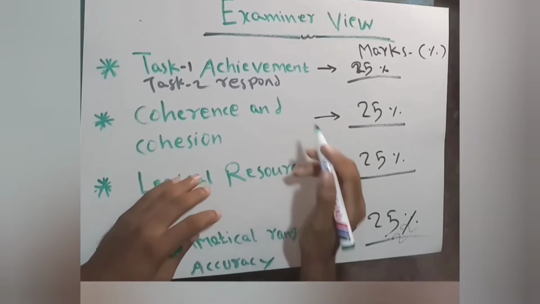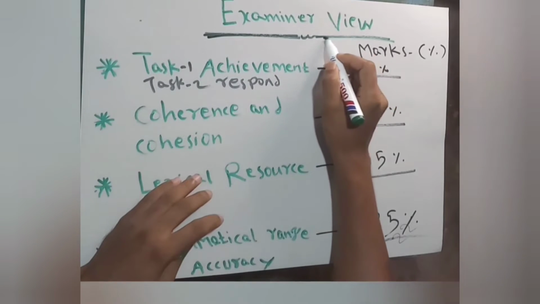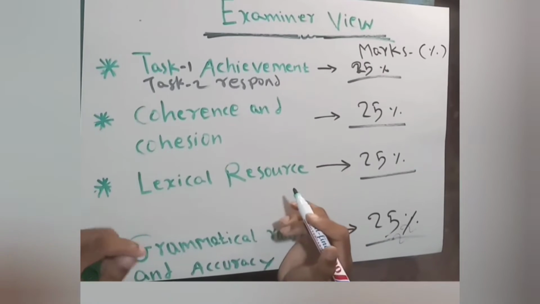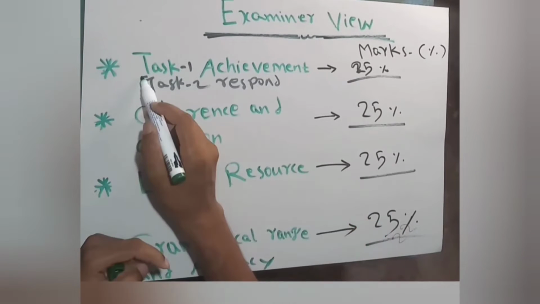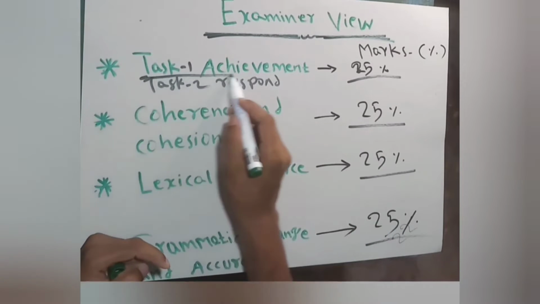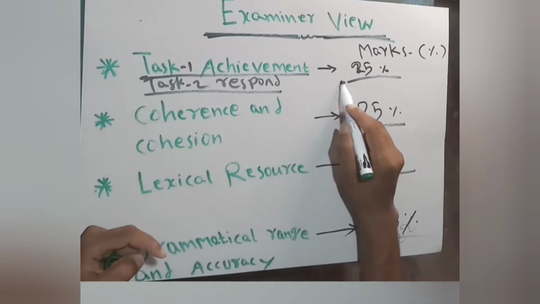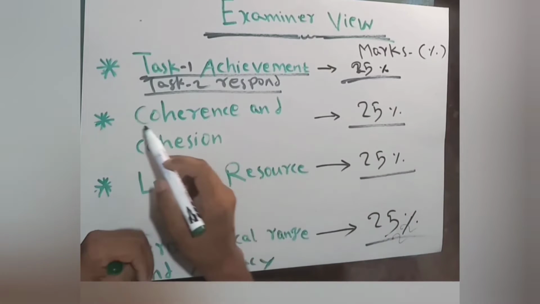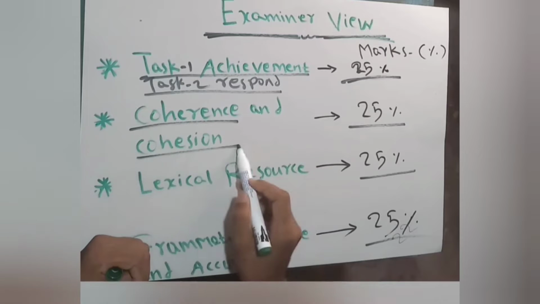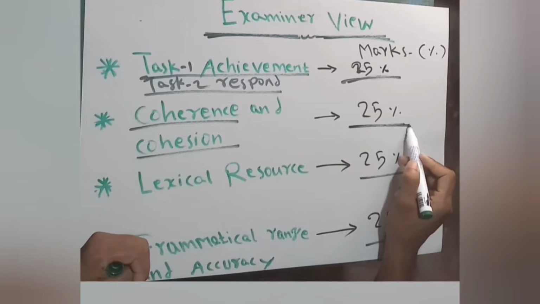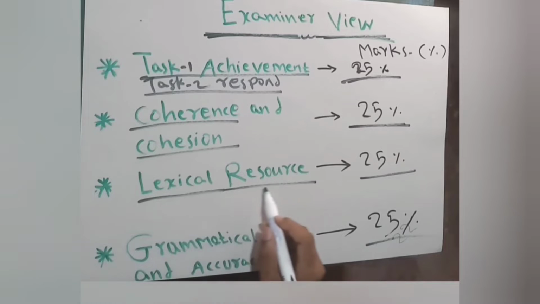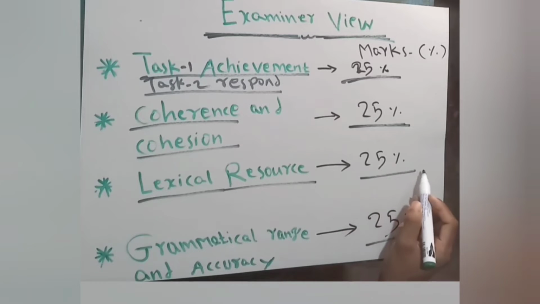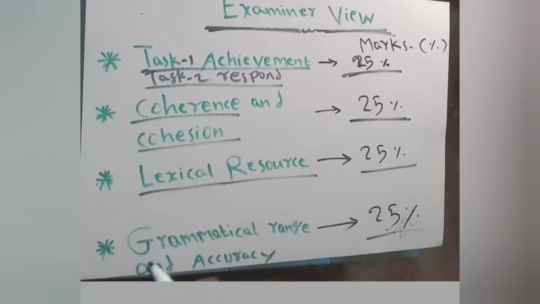So let's see how you will be marked in your IELTS writing, right? Most students may ask how I will be marked in IELTS writing, right? So let's see. For Task 1 achievement and Task 2 response, the examiner will consider 25% of your mark, right? And for coherence and cohesion, there will be 25%, right? And then for lexical resource, they will consider 25%, right? And for grammatical range and accuracy, they are going to have 25%, right?